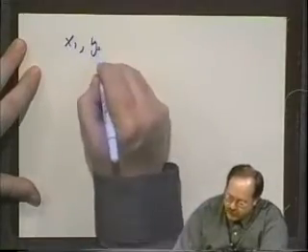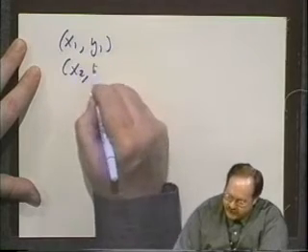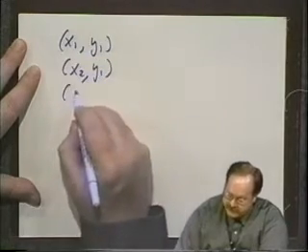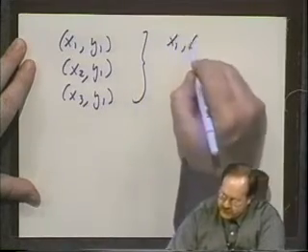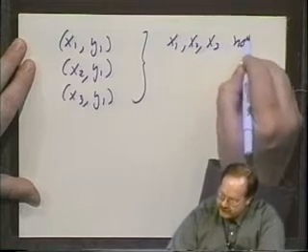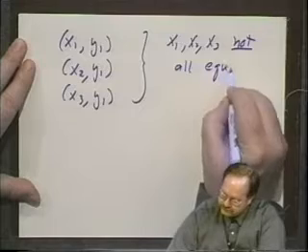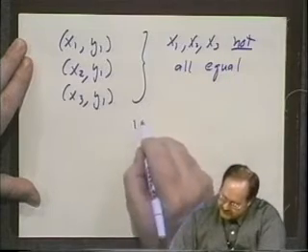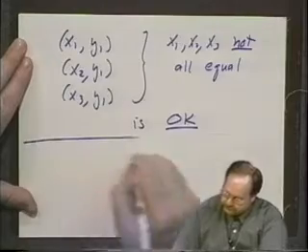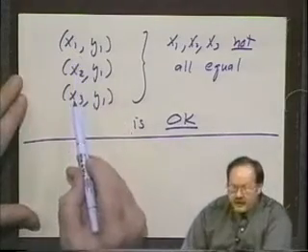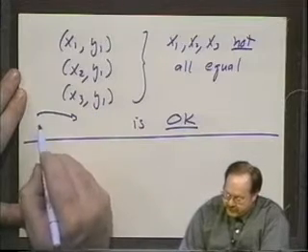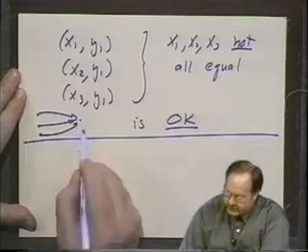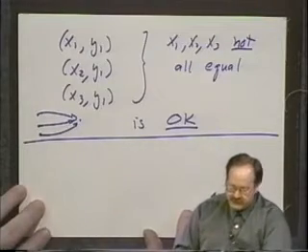I could say that if I had points x1, y1, x2, y1, excuse me, x3, y1, the same y in each case, where x1, x2, and x3 are not all equal, this is okay, because we have three different points going to the same y value. There's no problem with that. The picture would be three different points all going to the same y value. That's acceptable in the definition of a function.